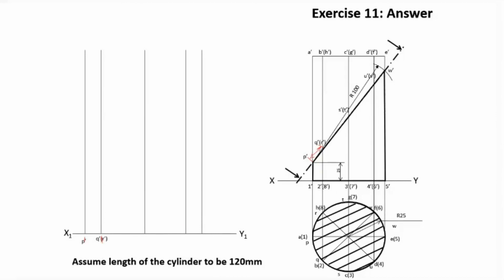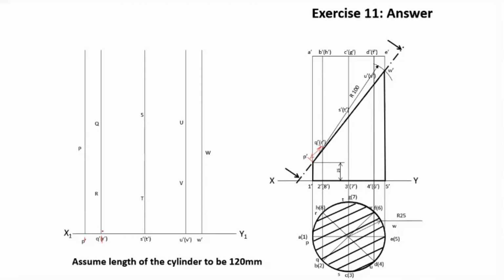P dash, Q dash, R dash, S dash, T dash, then U dash, V dash, then W dash. Then all the points are marked as we do in our normal case. That is, in order to get the point P, the distance of top view of P from XY line is marked from this point, P dash. So that distance is marked.